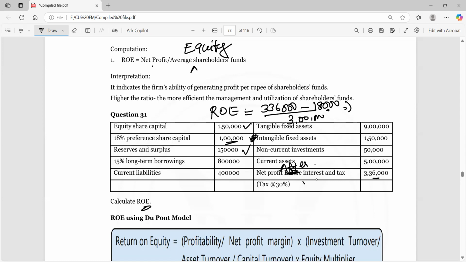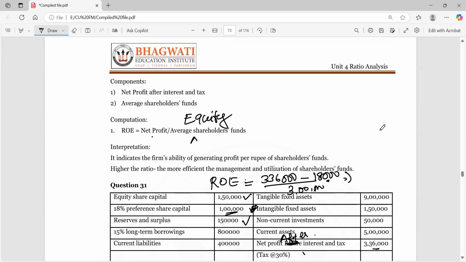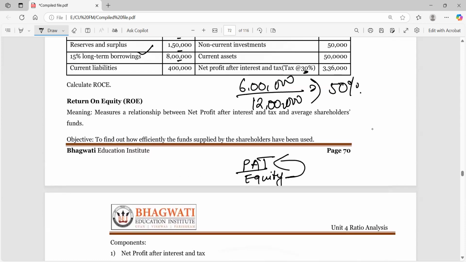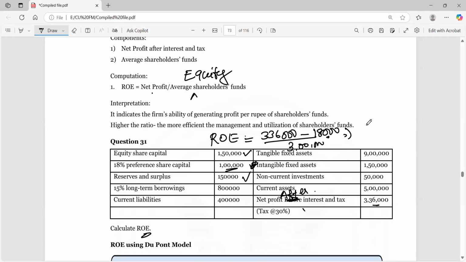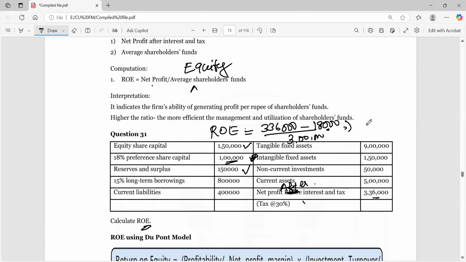Clear? Any doubt in this? Better you write the return on equity formula as profit after tax minus preference dividend, divided by equity shareholders' fund. That is a better way of doing it, because then you will not forget the preference dividend anytime. Clear? So how much? 106%, right?